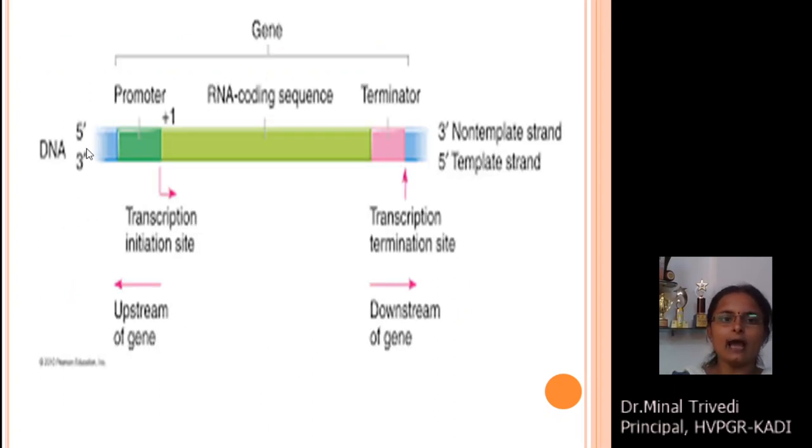So you can see that there is a presence of the promoter. At the center there is a presence of an RNA coding region, and it is followed by the terminator.